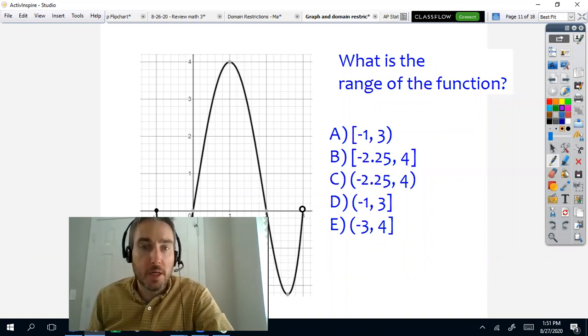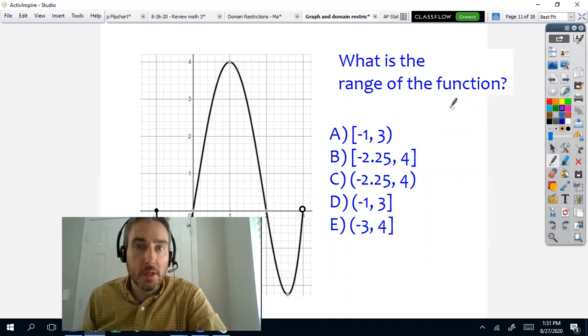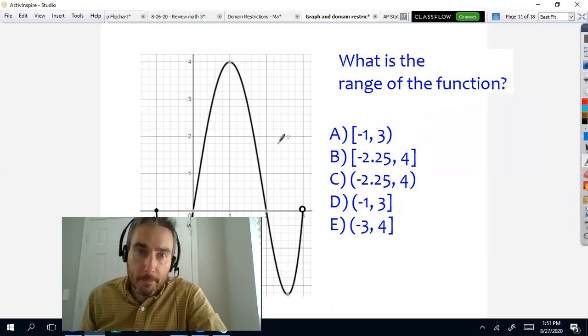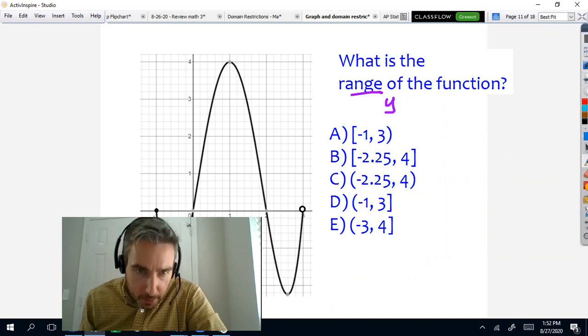Now let's talk about just recapping some of the harder ones on the review we went over together. So this is talking about range of the function. Range is the y values. And if you look at the lowest number, it looks like it's a little bit below negative 2. So negative 2.25 is an appropriate number down here. And then it does include that number, so you want to use a bracket because it does hit it.